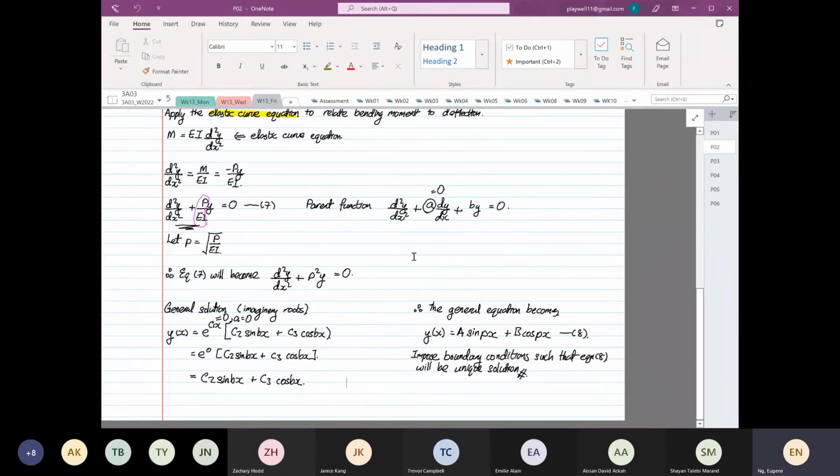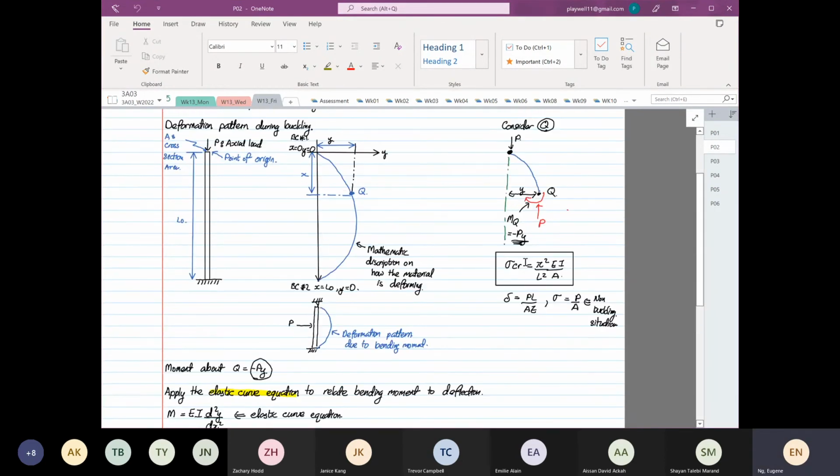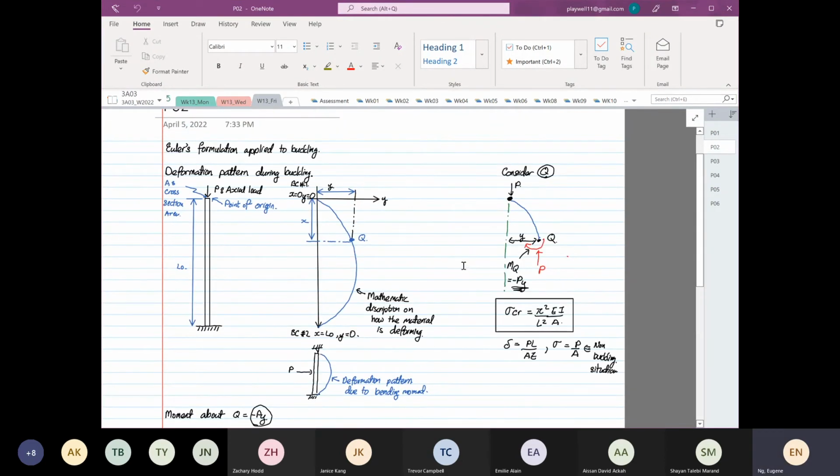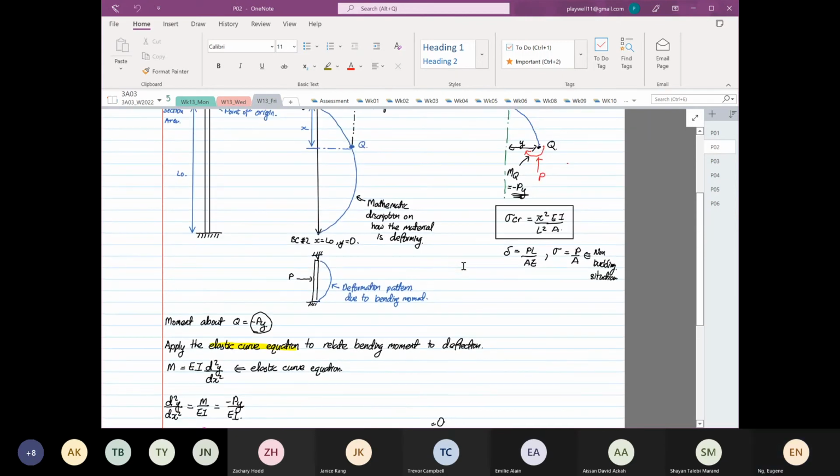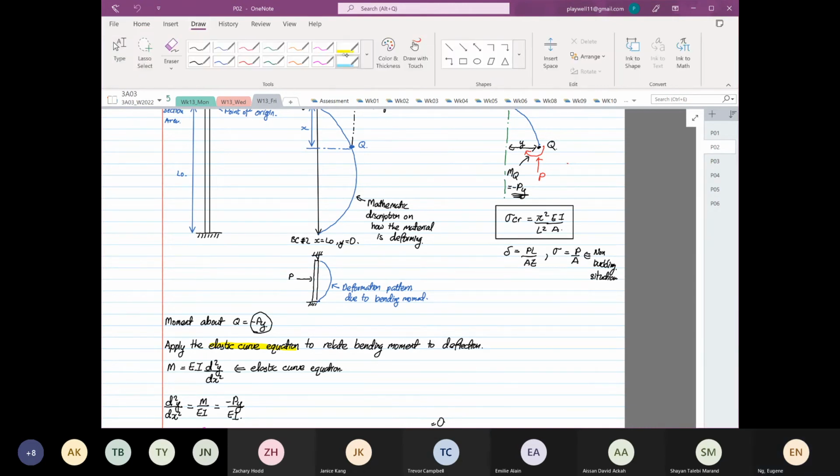Okay, before the break, what we are trying to do is derive why in buckling, our critical stress is equal to pi squared EI over L squared divided by A. Then later on, I'll teach you how to apply this equation.